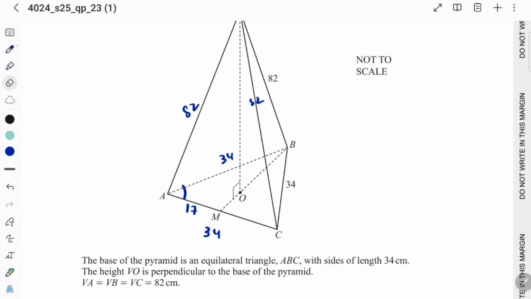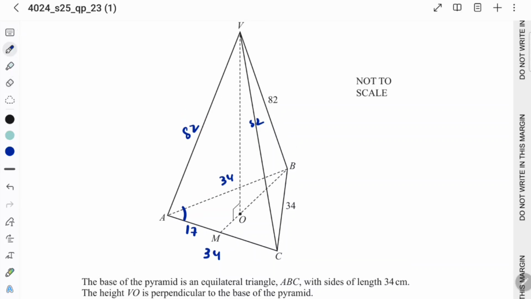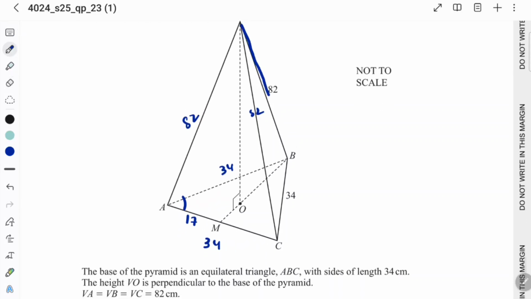VB is this line and the base is... So they are asking you to calculate this angle. Okay, so this is 82 there and 19.6 we have already calculated, and 90 degrees. So, all right, 82, 19.6, and we have to find out the other side.